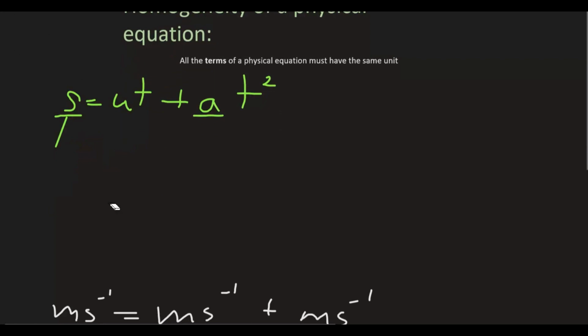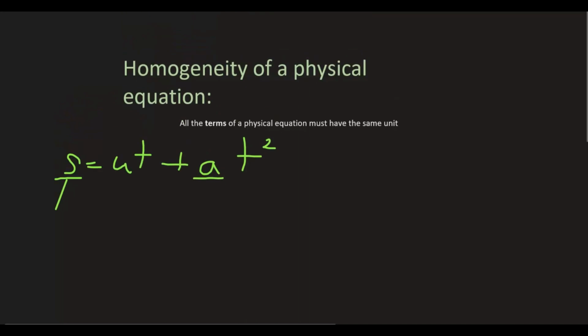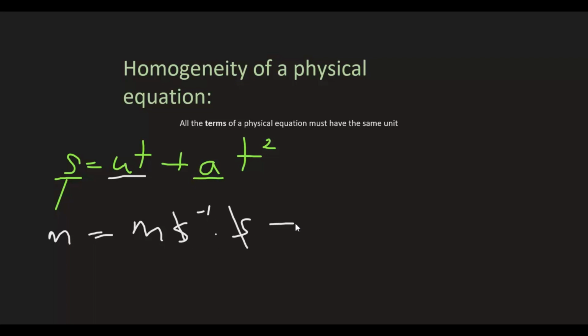Basically, let's see if this proves the homogeneity of the equation. This is s, which means it's distance, so it's meter. It's u into t, which means speed into time, so it's m s^-1 into second, so the seconds cancel, so it's meter, plus it's m s^-2 into time square, so it's s square, right? So this also cancels. So basically this is meter equals meter plus meter.